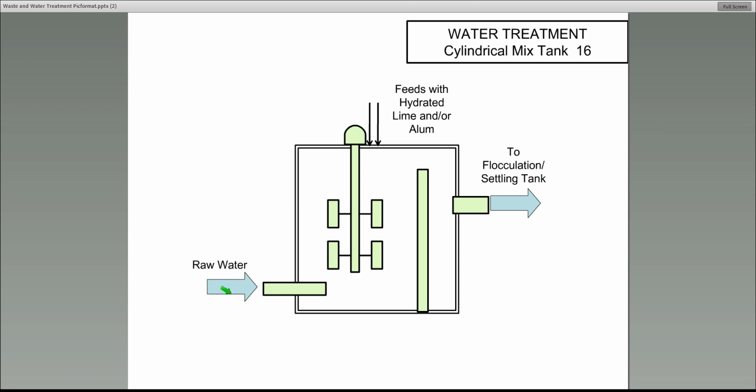The raw water would come in on the bottom, and these are just mixing paddles, and it's mixed for 30 to 60 seconds, and it goes out of the mixed tank into the settling tank.